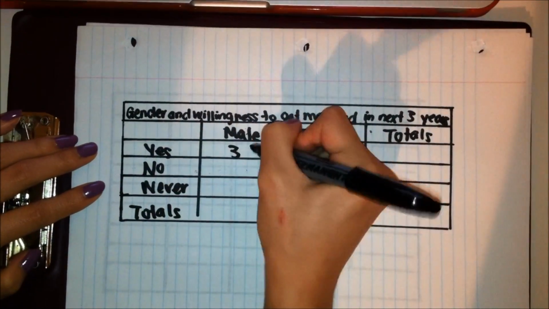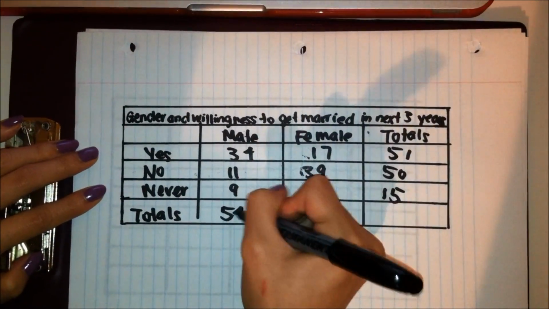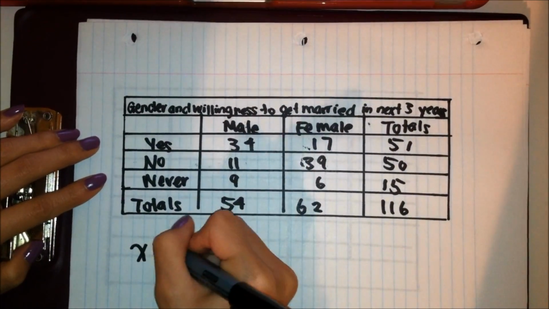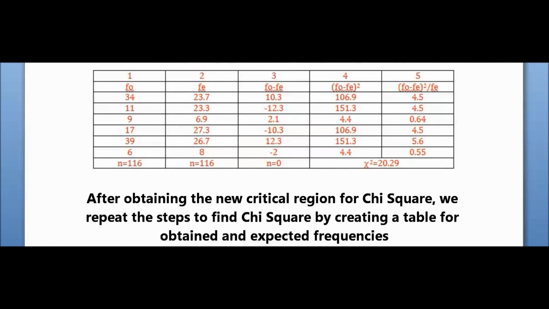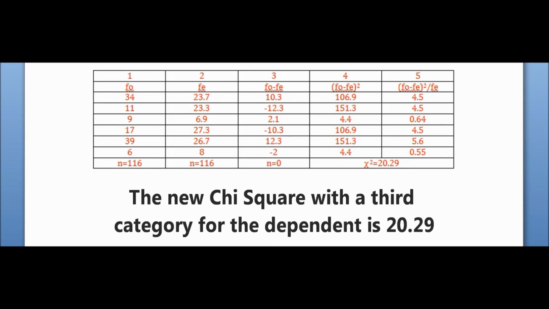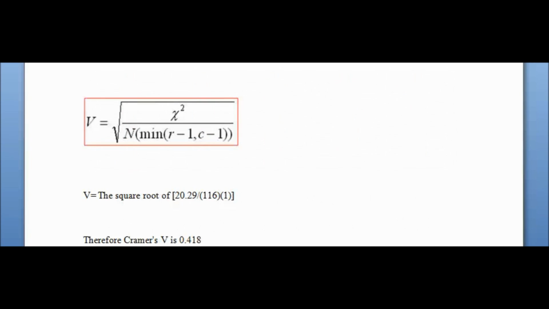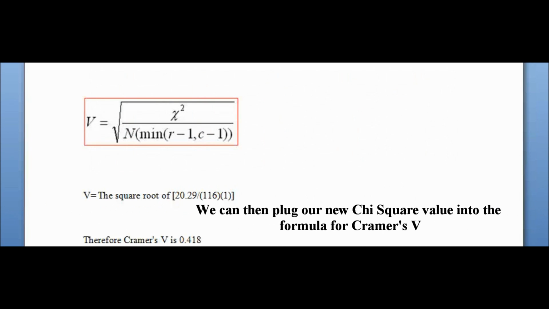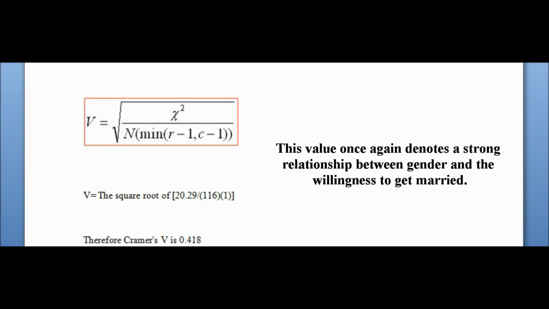Since we have changed the values in the bivariate table, we must once again calculate the chi-square value using the exact same steps as before with an extra row. These changes create a new chi-square critical of 5.991. Now that the value for chi-square has been determined, we can continue with the calculation of Cramer's V. The equation is the square root of chi-square divided by n times the minimum value of R minus 1 or C minus 1. You decide whether to use R or C depending on if there are fewer rows or columns. The value once again denotes a strong relationship between gender and the willingness to get married.